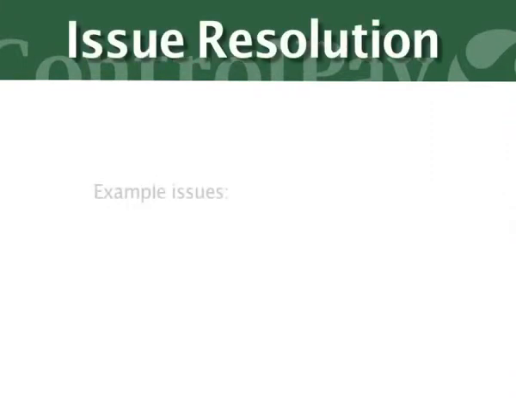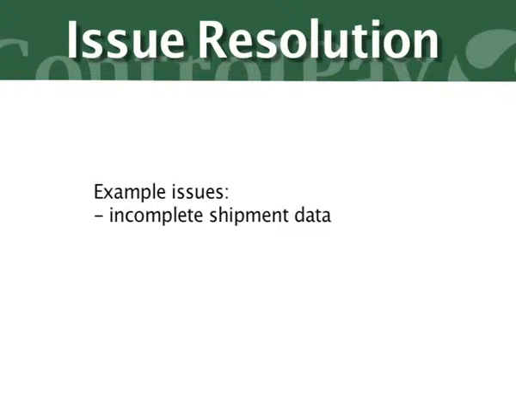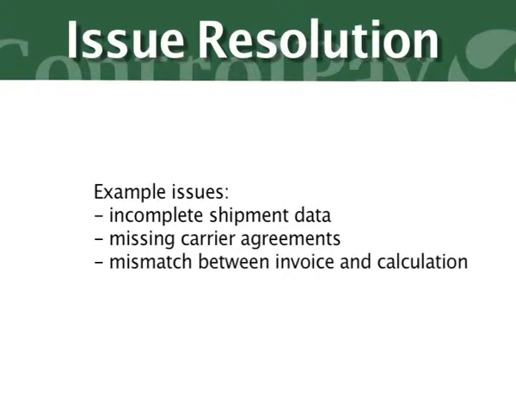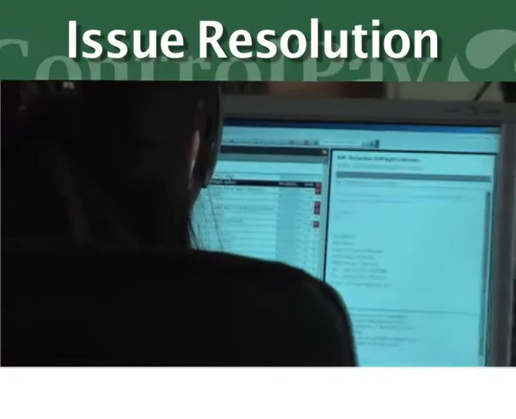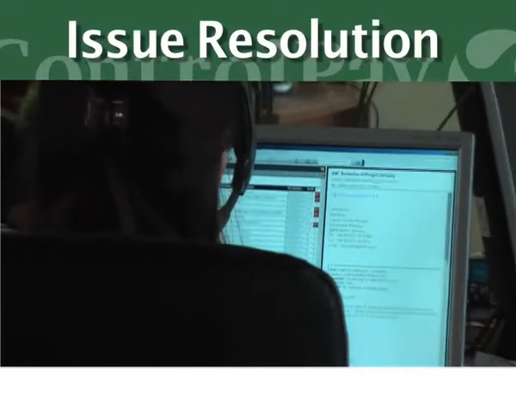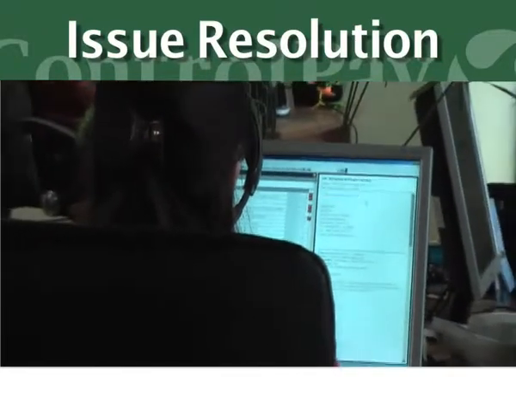Issues may occur during the audit process. Example issues are incomplete shipment data, missing carrier agreements, mismatch between invoice and calculation, missing supporting documents like the CMR, incorrect entity addresses. In case of an issue, the invoice auditor will contact the responsible person at either the shipper or carrier.